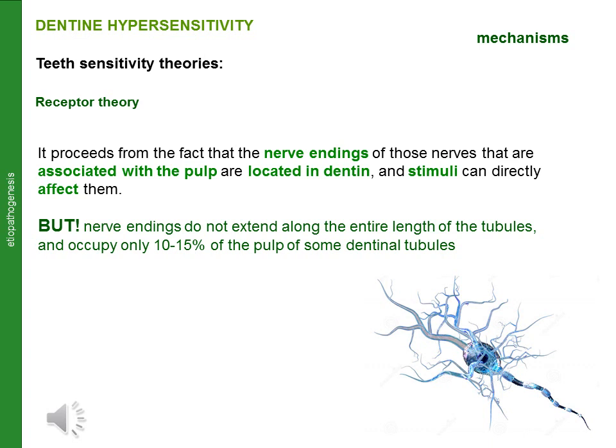Receptor theory. It proceeds from the fact that the nerve endings of those nerves that are associated with the pulp are located in dentin, and stimuli can directly affect them. But nerve endings do not extend along the entire length of the tubulus and occupy only 10% of the pulp end of some dental tubulus.